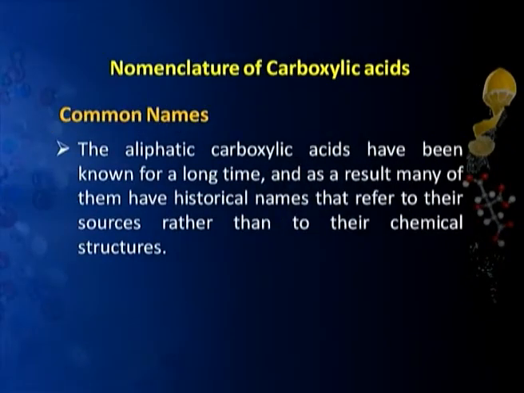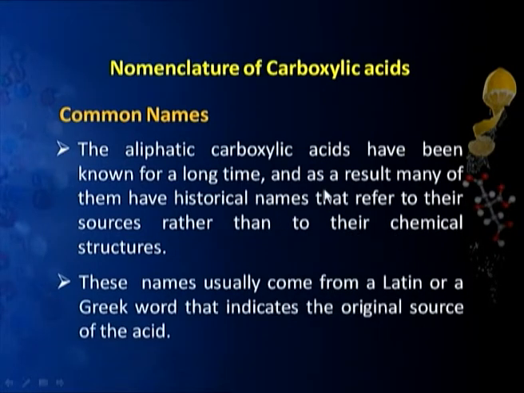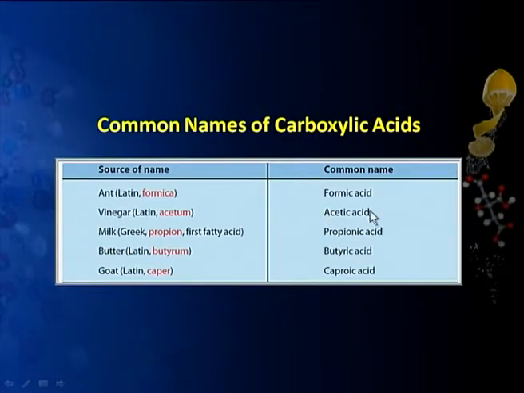How to name them? These carboxylic acids have been known for a long time and as a result many of them have got their historical names that refer to their source rather than to their chemical structure. These names usually come from a Latin or a Greek word, because these were the languages used long back, that indicate their original source. Some of the common names for such acids have been listed, like formic acid.